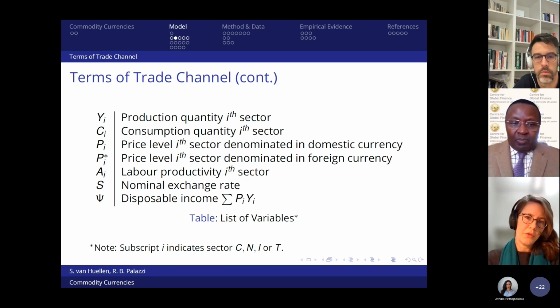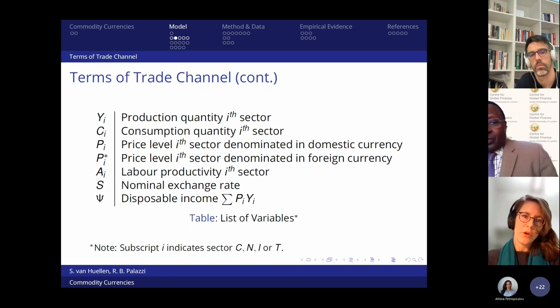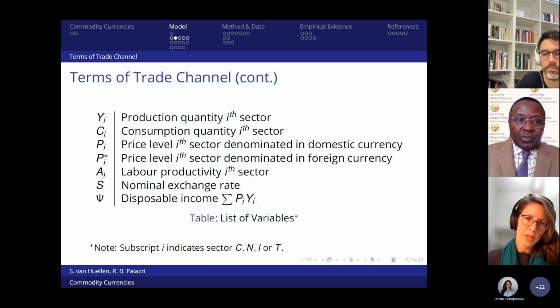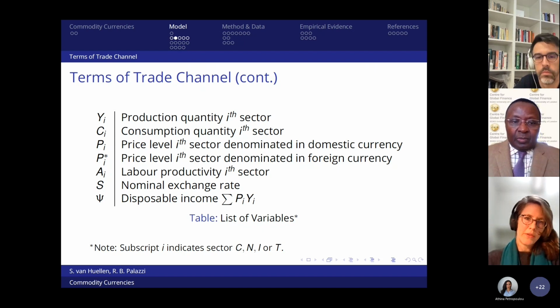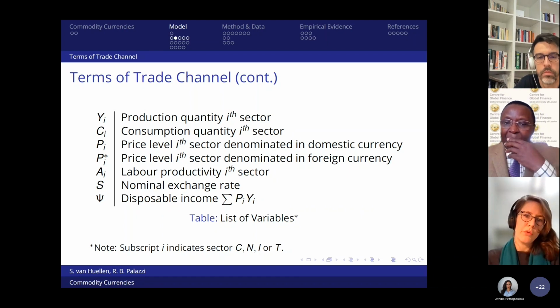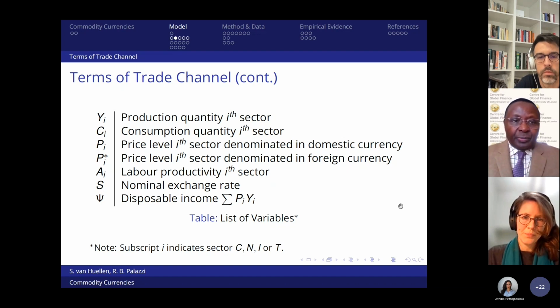This is just to introduce the different notations. So Y is our product quantity, C is the consumption quantity, P is the price level. If I use an asterisk, it means that it's denominated in a foreign currency rather than the domestic currency. A is our labor productivity, S is our nominal exchange rate, and then we have disposable income, which is simply the sum of the price times the quantity produced of all the different products in the economy.